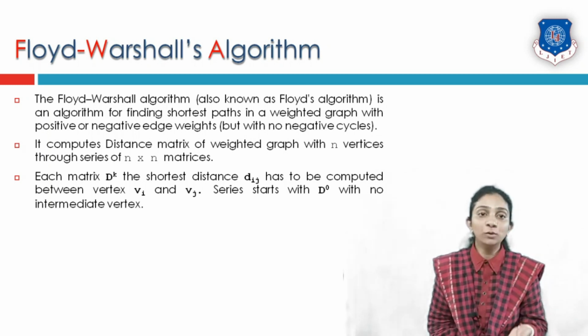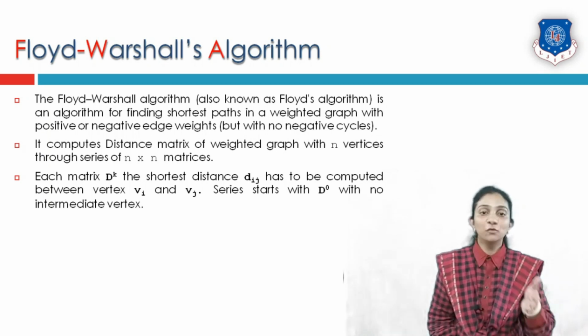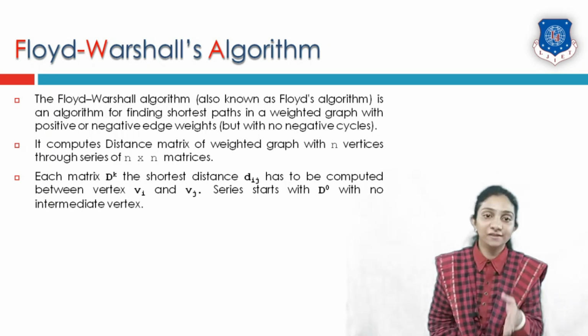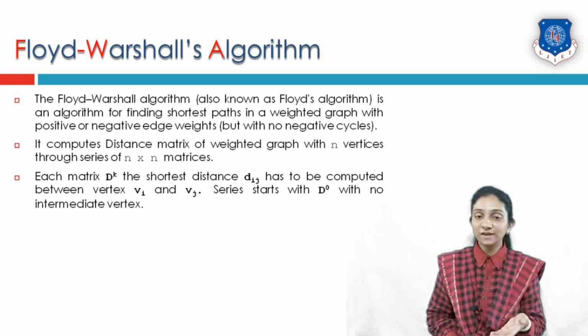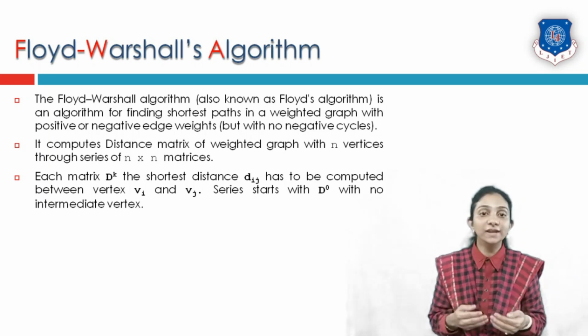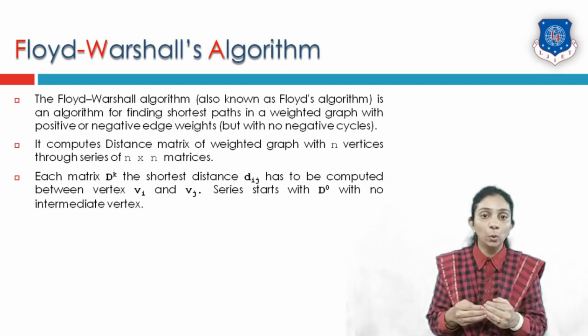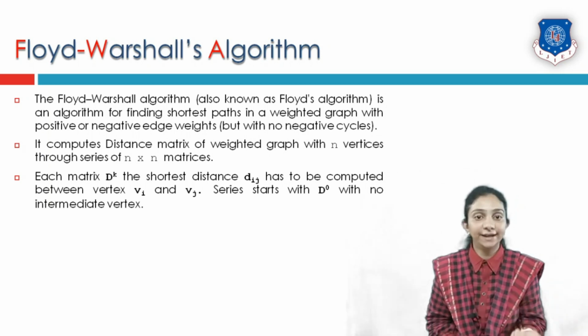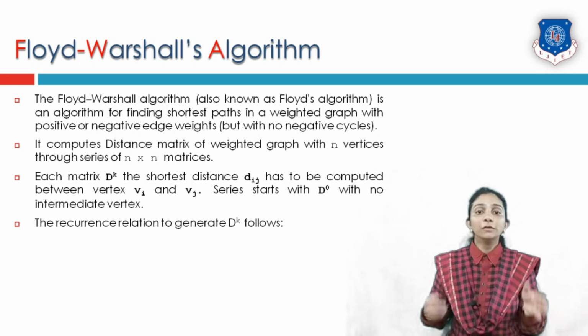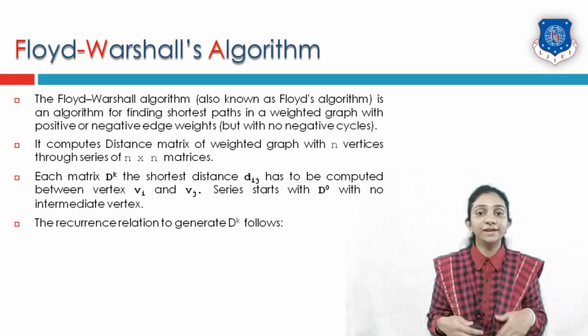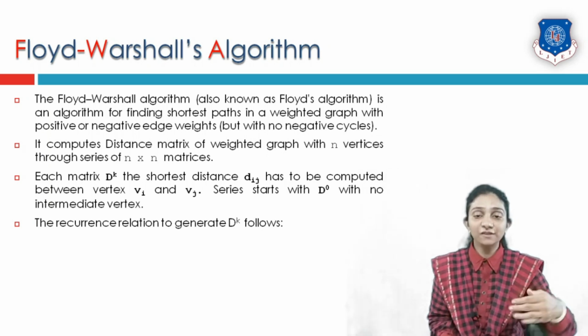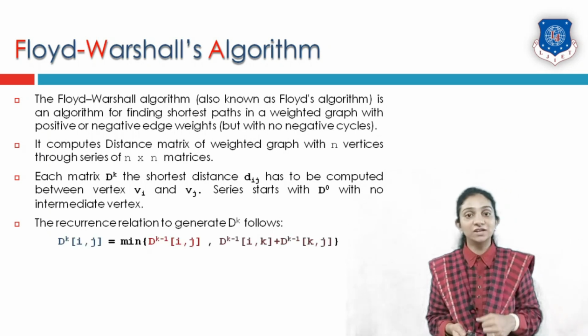D0 is the distance matrix which considers direct distances. It also says that we are not considering intermediate vertices. That means between any two nodes we are writing the direct distance. And then it generates Dk. A series of distance matrices is generated.